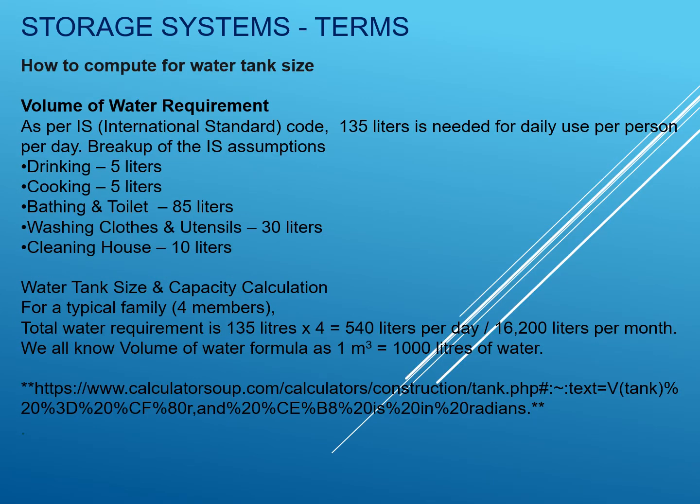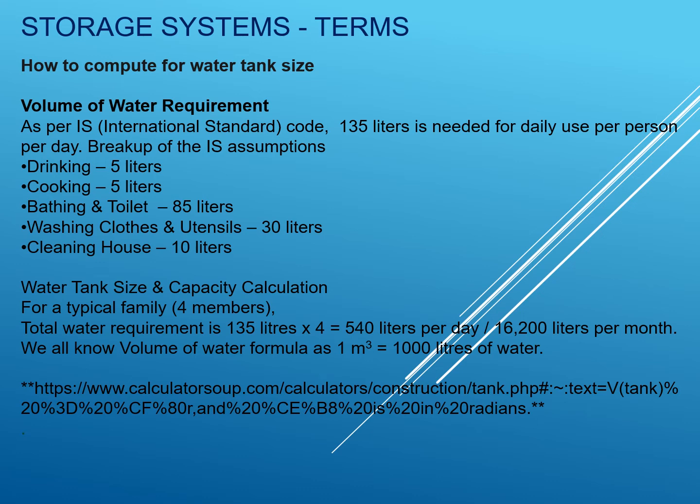Now, how do you compute for your water tank size? Based on the volume of water requirement as per the International Standards Code, 135 liters is needed for daily use per person per day. The breakup is down below. For a water tank size and capacity calculation, let's say for a typical family of 4 members, the total water requirement is 135 liters times 4, which will get you 540 liters per day or 16,200 liters per month.